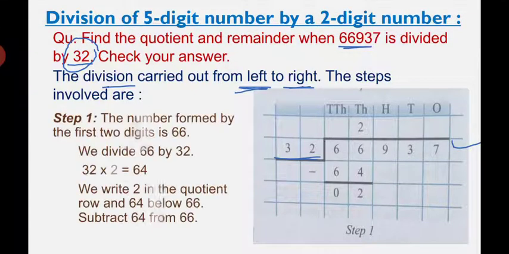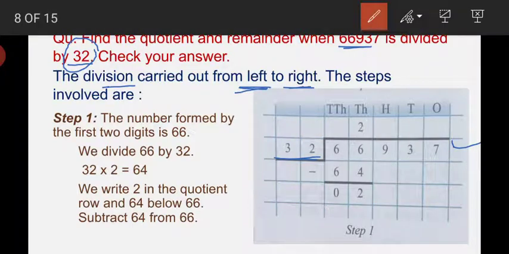Our first step, step 1, is the number formed by the first 2 digits. As we are dividing by a 2-digit number, we have to make a 2-digit number from the 5-digit number. Select 2 digits from the left side, that is 66. Look here, the 2 digits are 66. We have to divide 66 by 32.